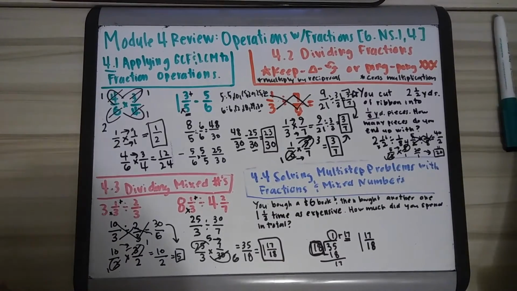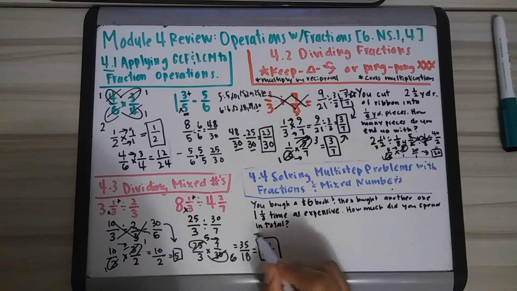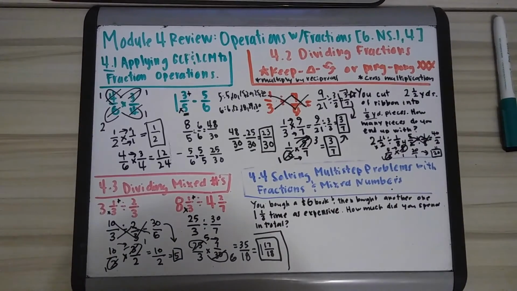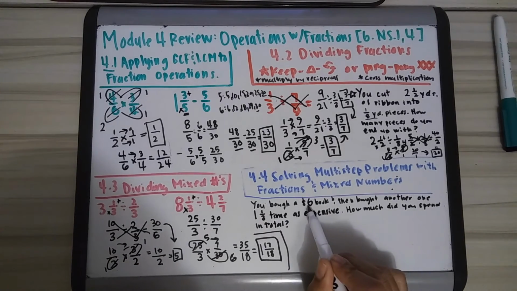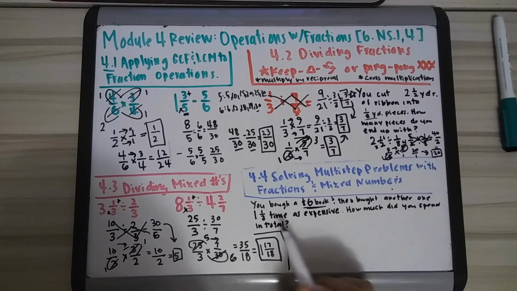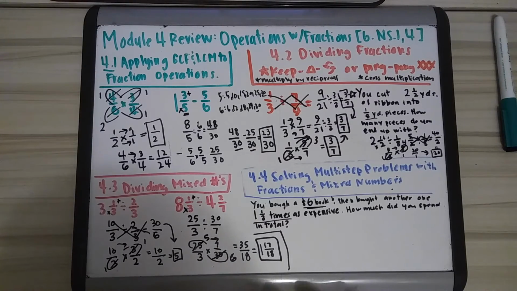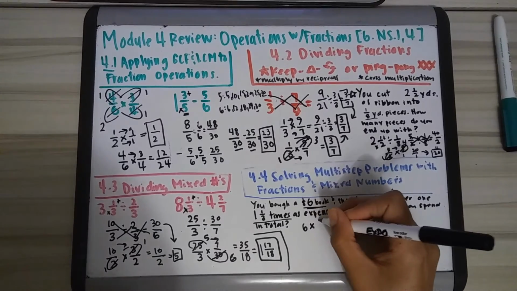So let's get to the last one. This one says that you bought a $6 book and then you bought another one, 1 1/3 times as expensive. So we're going to solve multi-step problems with fractions and mixed numbers, and again, real world situations, right? And then they're asking me how much money you spent total. Okay. So the first thing I have to say is, what's the information given? Well, you're buying a $6 book and then you're buying another one that is 1 1/3 times as expensive. That gives you a hint: times, multiplication. So I'm going to say 6 times 1 1/3.